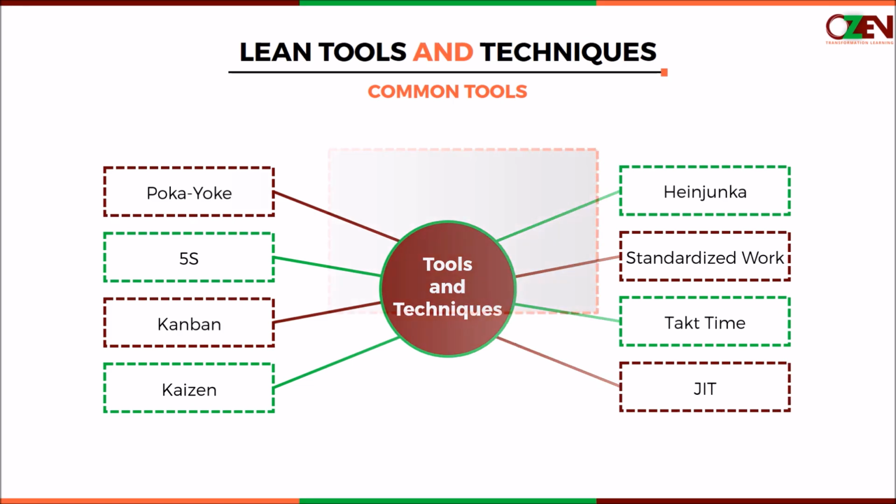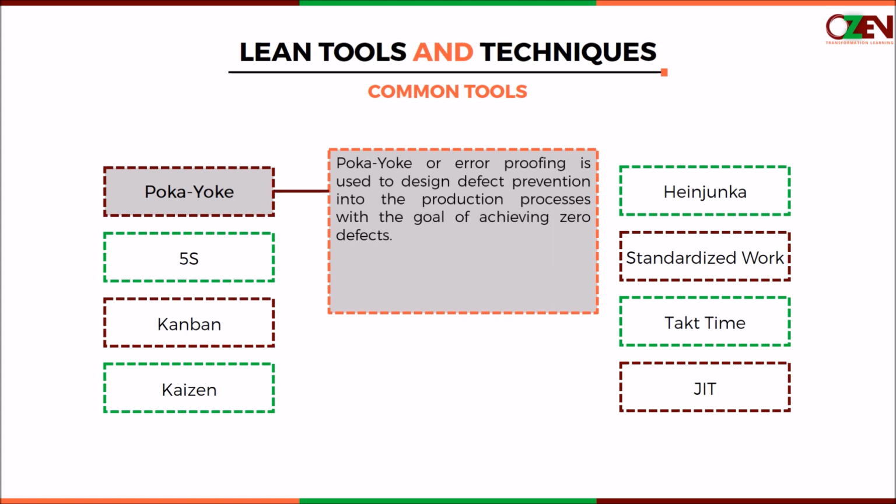Poka-yoke, or error proofing, is used to design defect prevention into the production process with the goal of achieving zero defects. An example is a car that will not lock the doors if it senses that the car keys are inside without the driver.